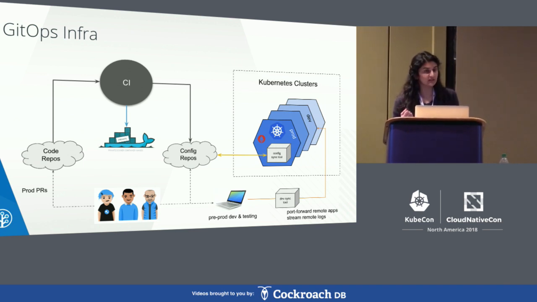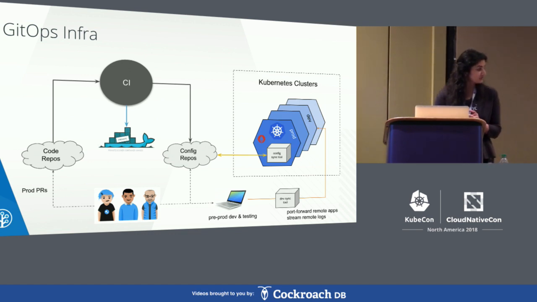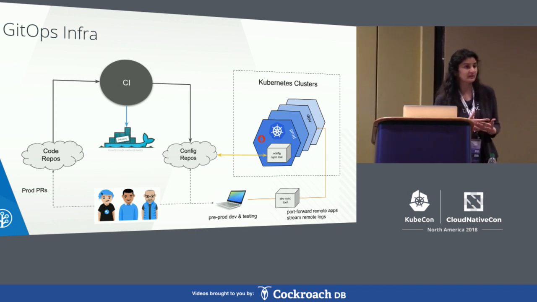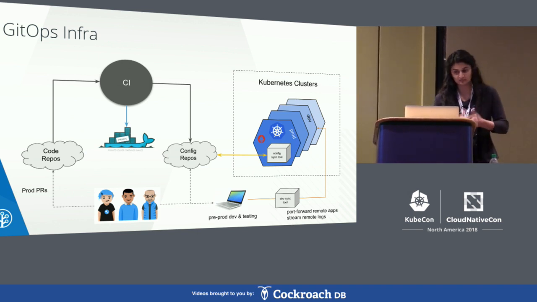They can also help integrated testing by port forwarding those remote apps to your local dev environment, to your laptop, and they can also stream those remote logs for you. So when all of this is done and tested, that code can now be pushed to the code repos for production PRs. And then your CI system, whatever it is, can run further testing and building on that code, eventually pushing it to new images in your private Docker registry or whatever you're using for that portion.